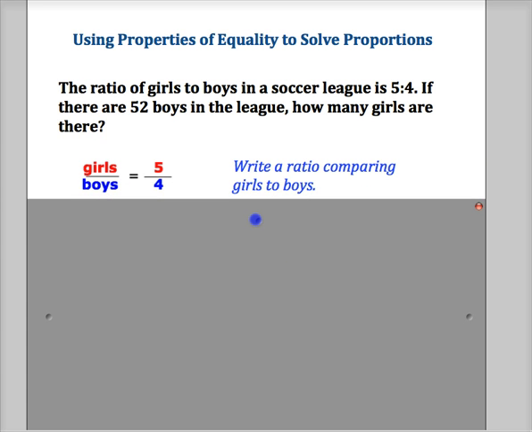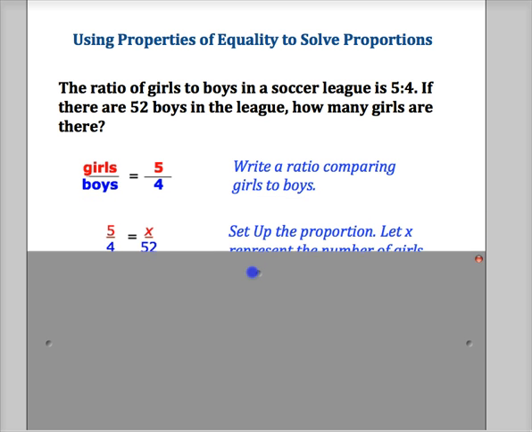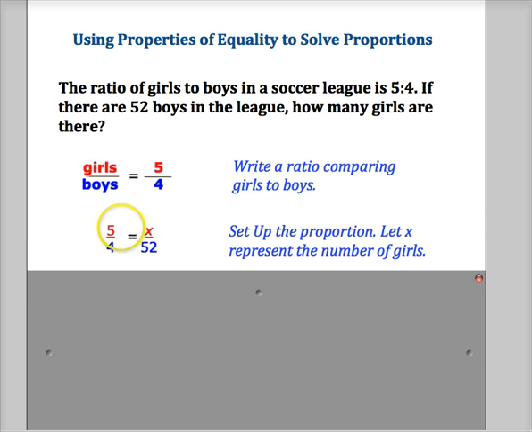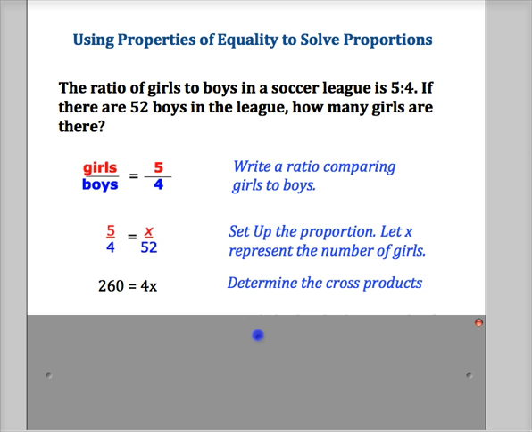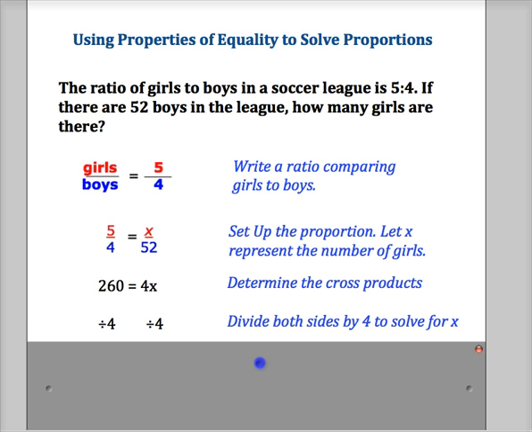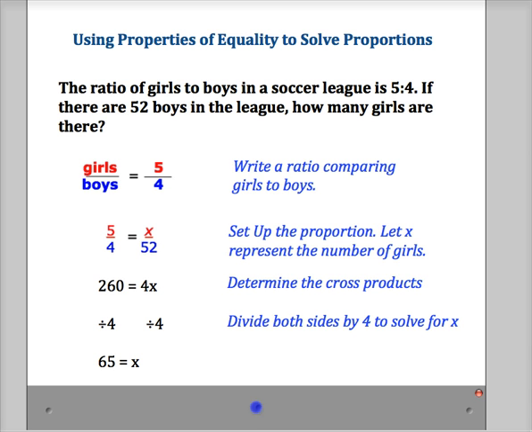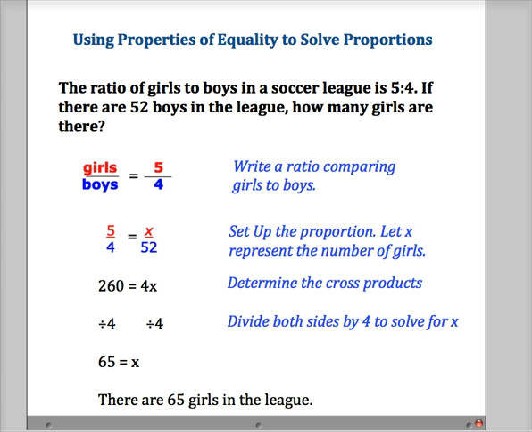So we know that girls to boys is 5:4. Now we're going to decide if we set up that proportion and have X represent the number of girls we don't know, how can we determine that value for X? Well, we can determine it by using cross products. 4x equals 5 times 52, and then we're going to divide both sides by 4 to solve for x. And there are 65 girls in the league.